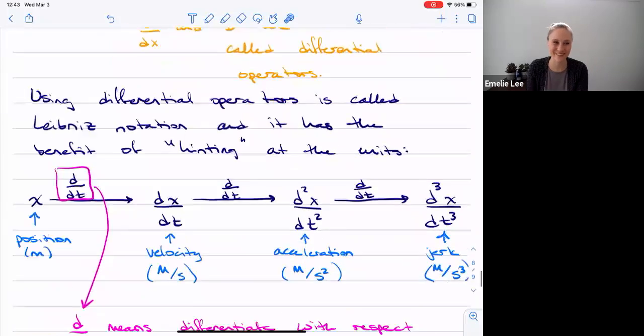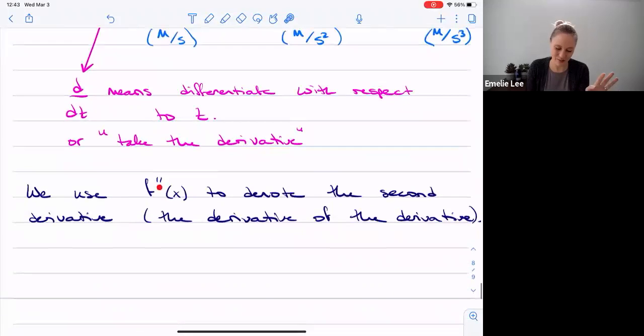So don't worry. As long as you're able to read f double prime of x, triple prime, quadruple prime, and then we use bracket 4.